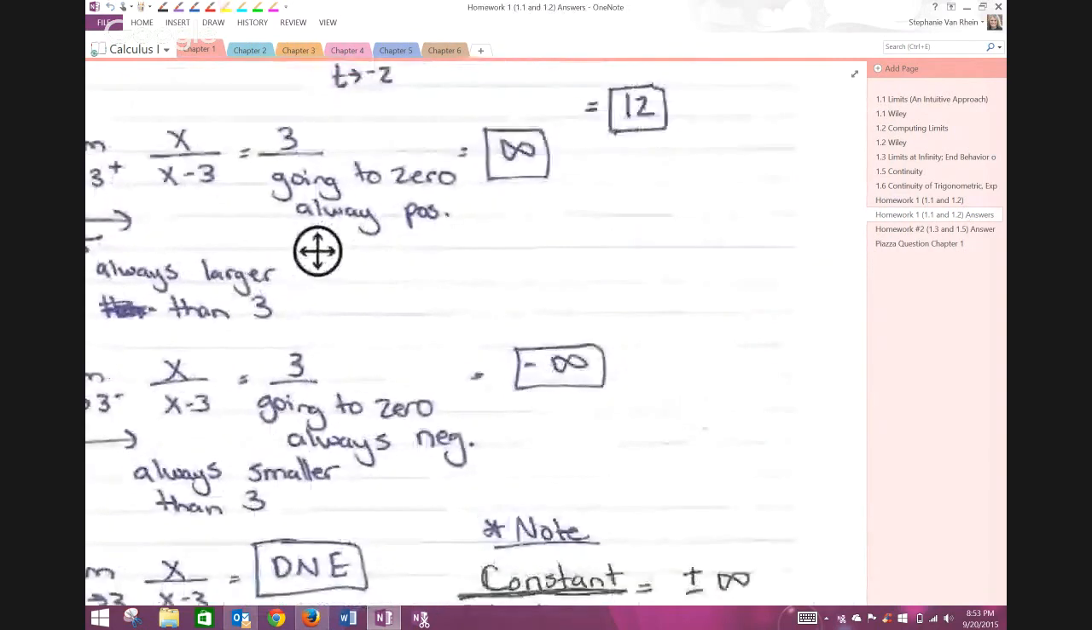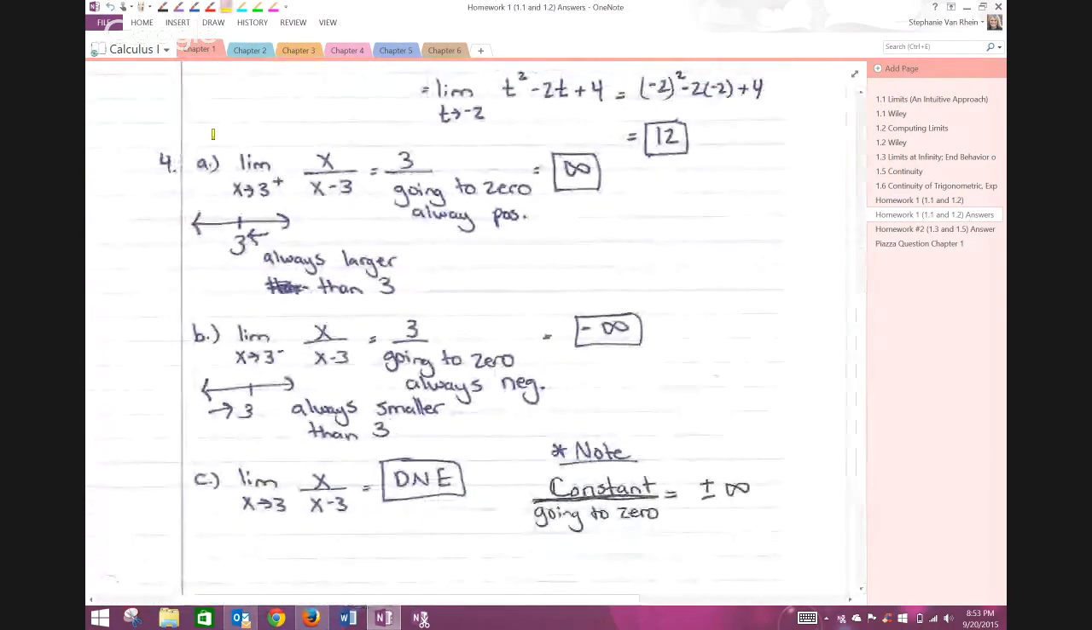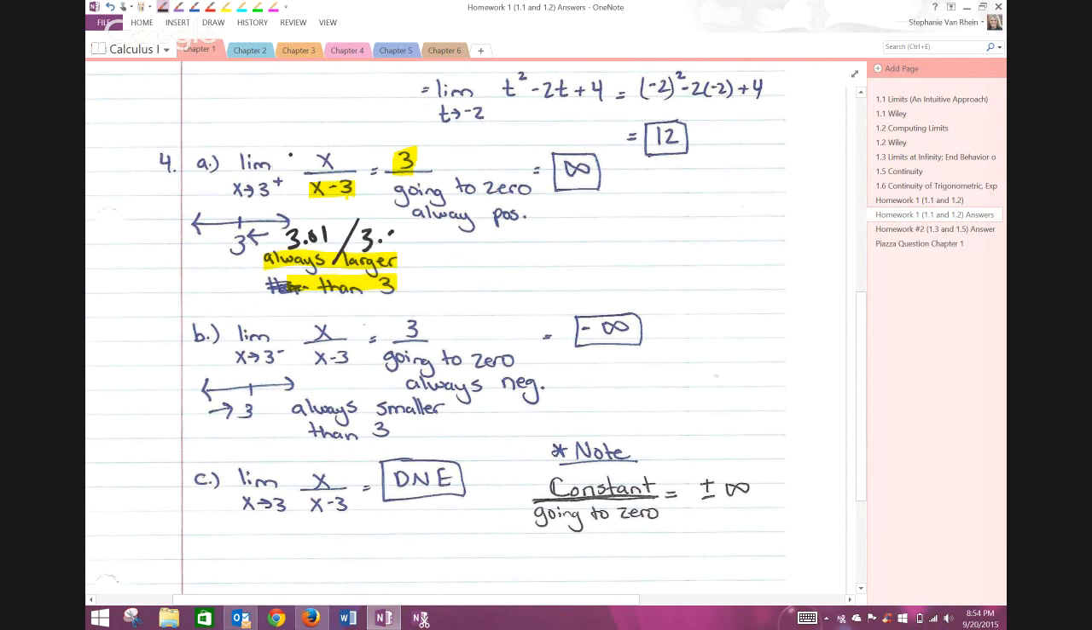It turns out if we look at the limit as x goes to 3 from the right, on top it goes to 3, but on bottom we're looking at numbers that are always larger than 3. If I plug in a number larger than 3, like 3.01, and subtract 3, I have 0.01, and 3 divided by 0.01. Then I could look at 3.001 or 3.00001. If you plug that in, you can see the output gets closer and closer to infinity.